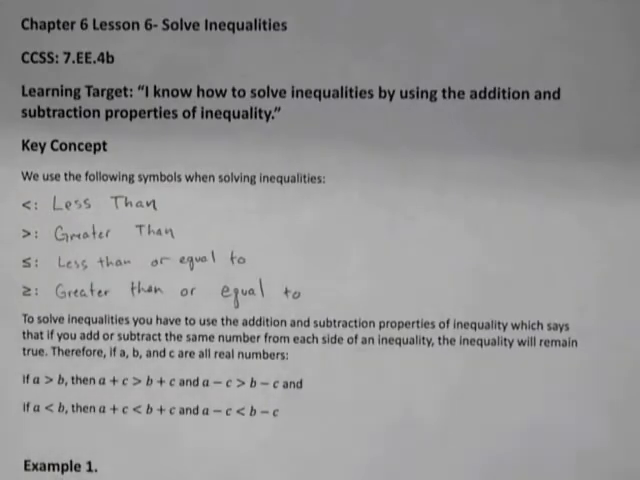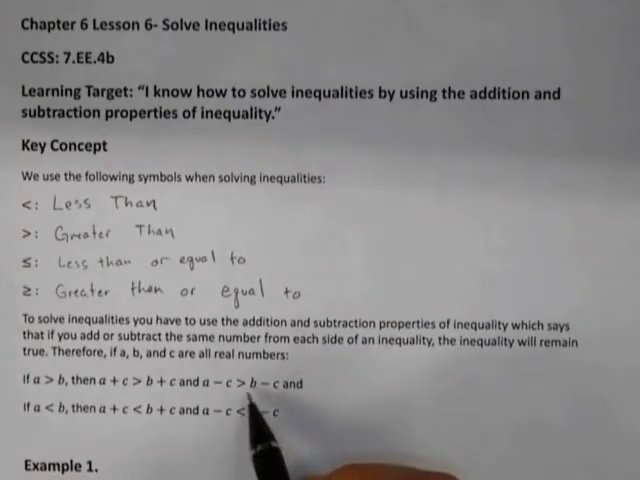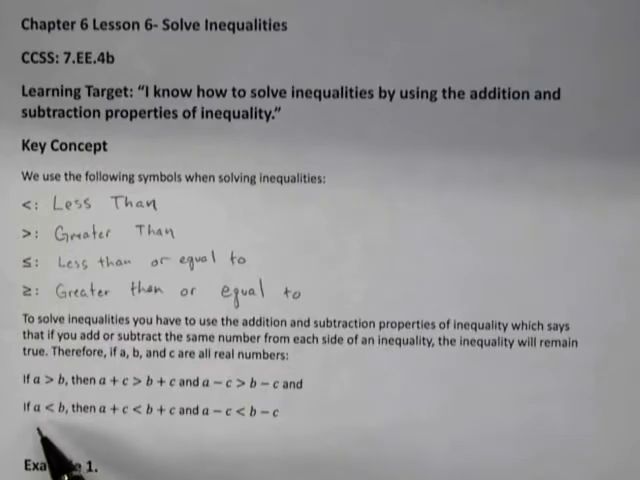And a minus c is greater than b minus c. So if a is greater than b, if you add the same thing to both sides, or if you subtract the same thing from both sides, they're going to stay the same. It's still going to be a is greater than b. And the same goes here for if a is less than b, then a plus c is less than b plus c, and a minus c is less than b minus c. So let's do a couple examples here.